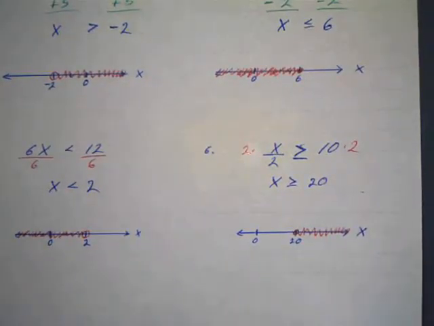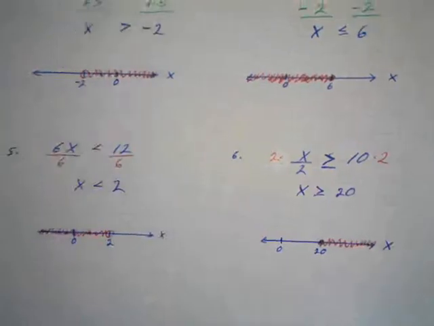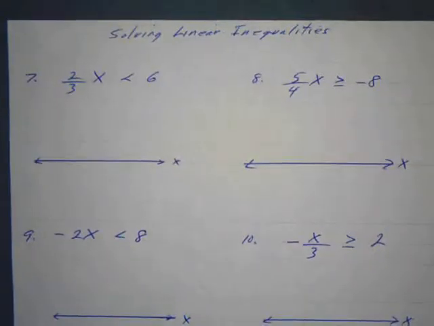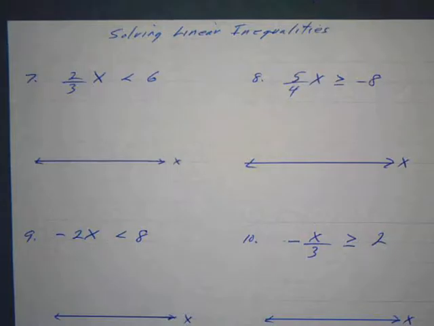Some other examples where we can multiply or divide both sides of an inequality by the same positive number. It does not change the direction of the inequality. So here's some more. This is number 7.